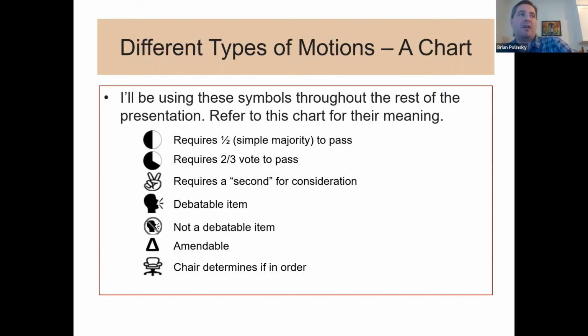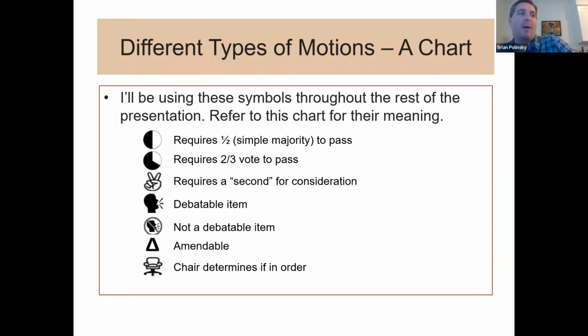So the first one, where you see a half and half pie, that means it requires a simple majority vote to pass the motion. When you see one that's more black than white, that means it requires a 2/3 vote of those present to pass. Our next symbol, the peace sign, basically means it requires a second. The motion requires a second in order to be considered. The next symbol with someone speaking means that the item is debatable. Where we have a don't sign over it, that means it's not a debatable item.